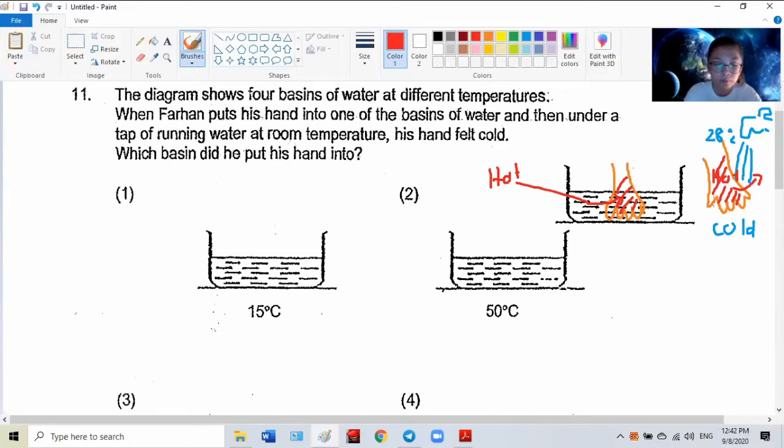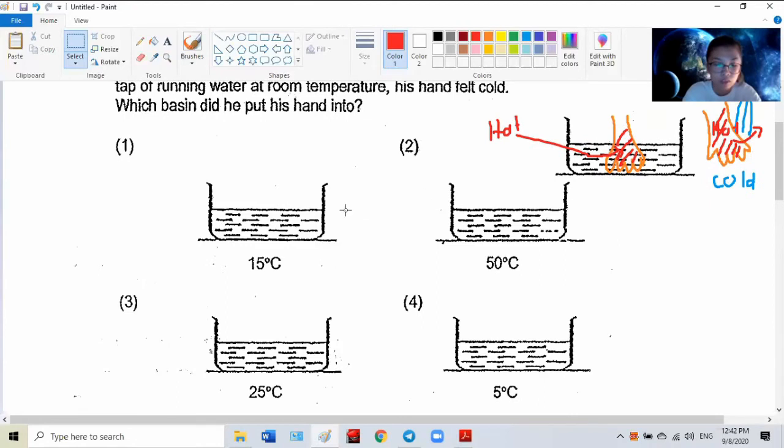Do you understand, Yanti? Yes, okay. Very good. It's number 2. Which basin did he put his hands into? Number 2. It must be a hot one, right? All the other ones are below room temperature, except for number 2. This is hot, right?